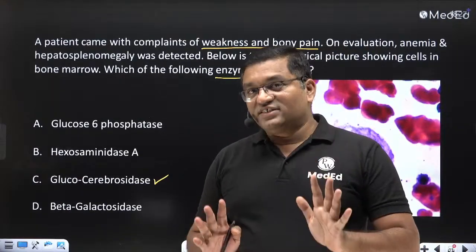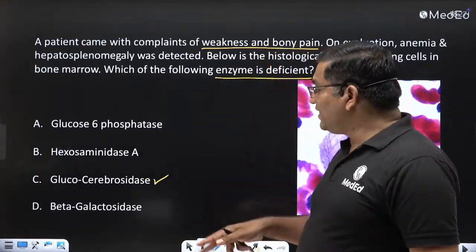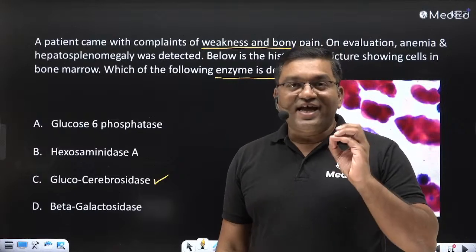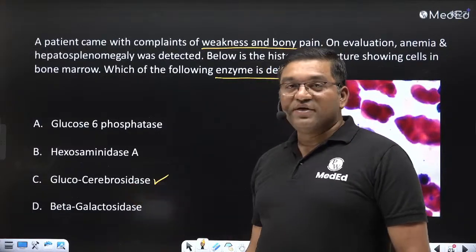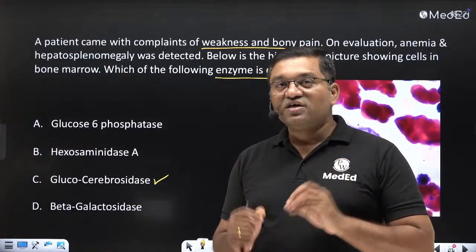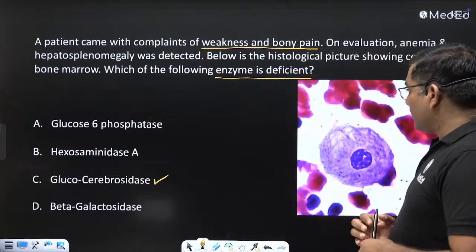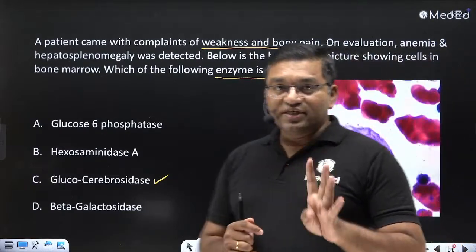Ceramide means fatty acid plus sphingosine. When glucose is added, it is glucocerebroside. It is a glycolipid. In this, the sphingosine is the amino alcohol. Okay. Now there is no cherry red spot.